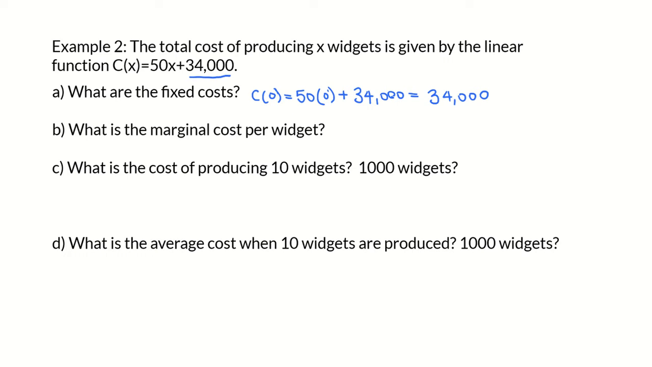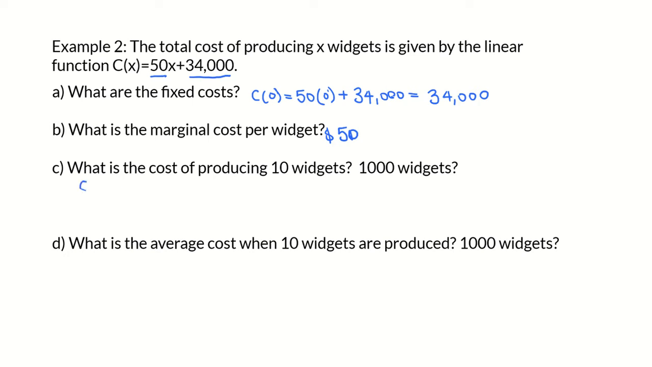The marginal cost per widget is the additional cost from producing one additional widget. So that means that the marginal cost is really the slope of the linear function. So the marginal cost is $50 per widget. The cost of producing 10 widgets or 1,000 widgets is obtained by inputting those values to the cost function.